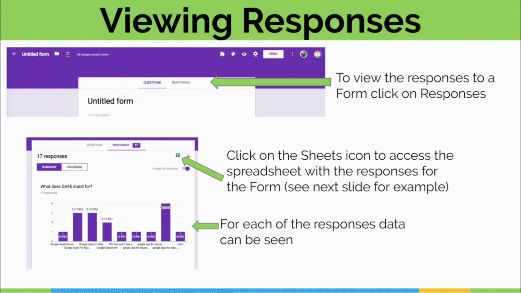Now that you've sent out your form and respondents have completed the form, you want to look at the data they've submitted. To view the responses, click on the Responses at the top. For each of the responses, data can be seen in a variety of ways: individually, by user, or in aggregate as a graph for the group. Another powerful way to analyze responses is to export them to a spreadsheet by clicking on the Sheets icon.